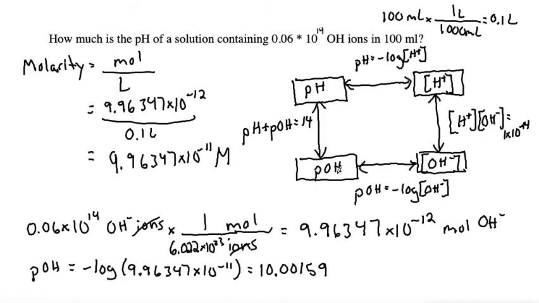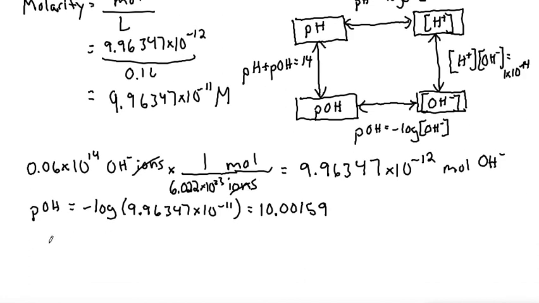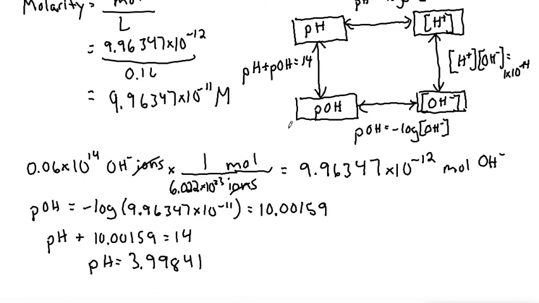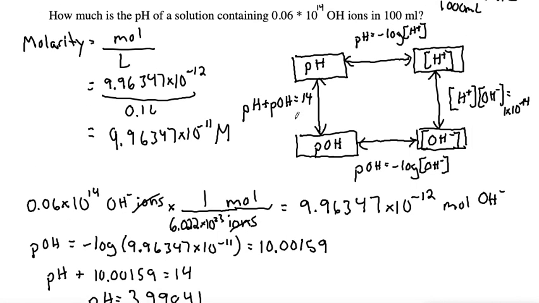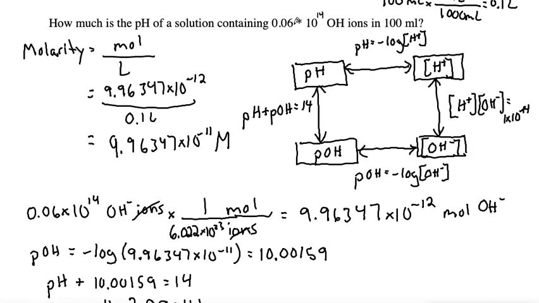So now that I've found my pOH, I can use my formula that the pH plus the pOH, which we found to be 10.00159, is equal to 14. Subtracting the 10 on both sides, I get that pH is equal to 14 minus that, which gives me 3.99841. And for this problem, to round our answer, we're given 0.06, which is technically only one significant digit.